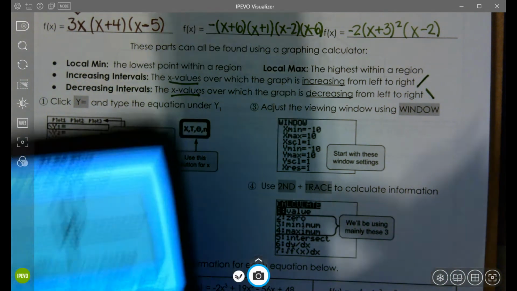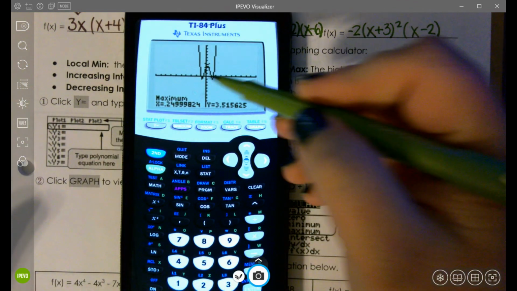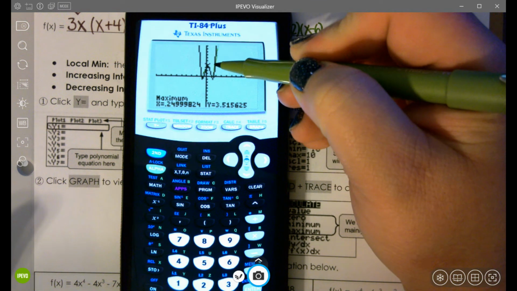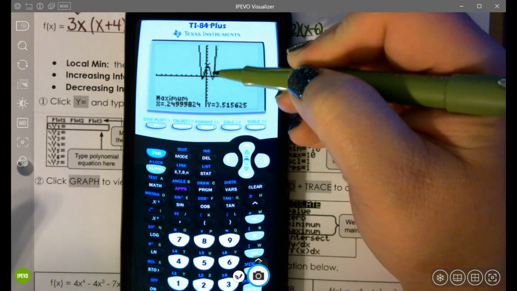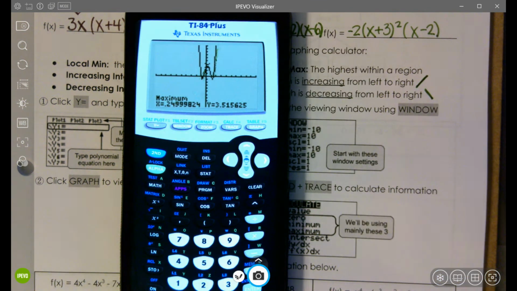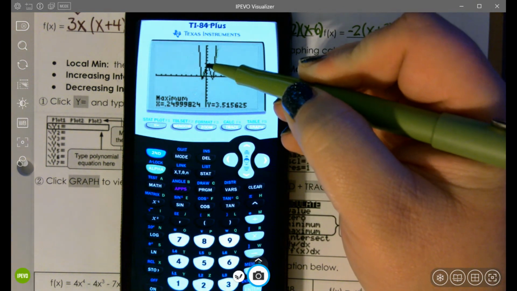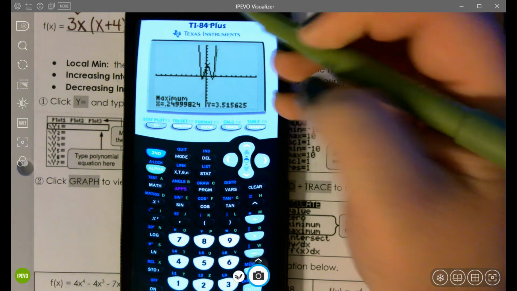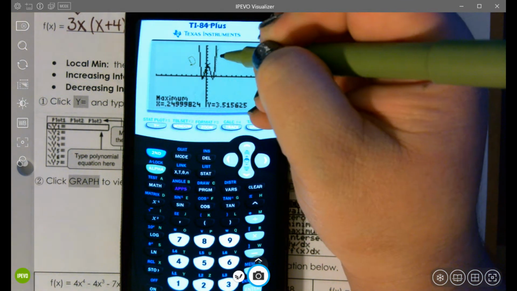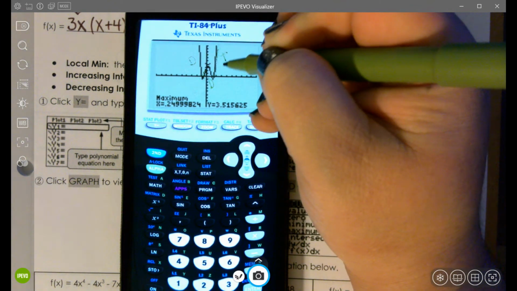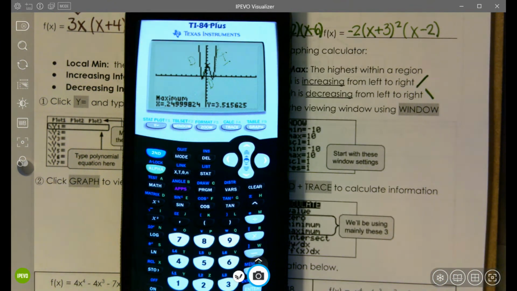So up and to the right or down and to the right. So my increasing areas are going to be this part and this part. Even though it's really steep, these are my 2 sections that are kind of slanting upwards. Okay, if I go from left to right, it's going down, then up, then down, then up. When it's going down, that's decreasing. And when it's going up, that's increasing. Sorry, I know that didn't work super well.